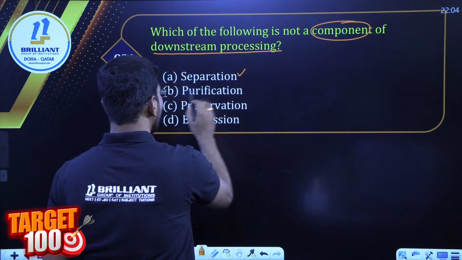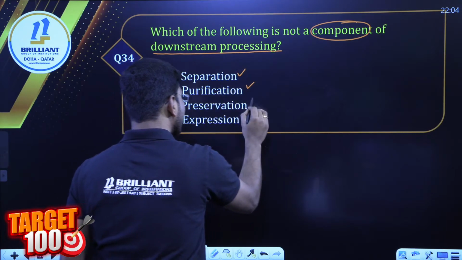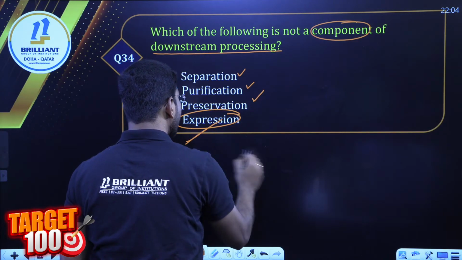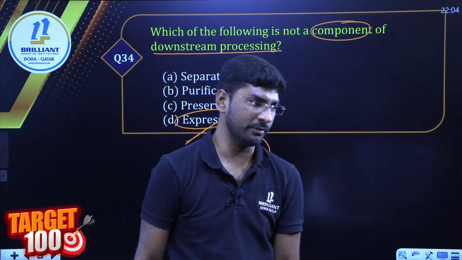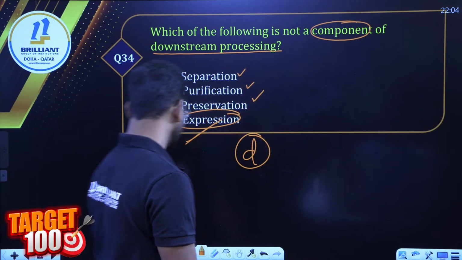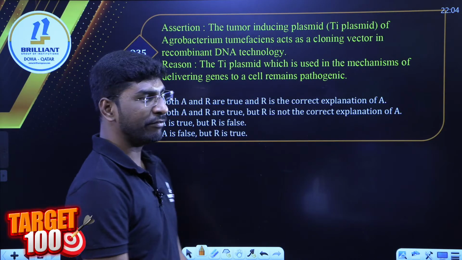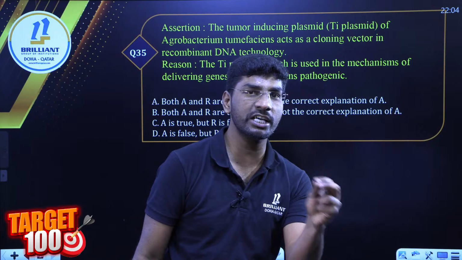Which of the following is a component of downstream processing? Separation is there? Yes. Purification is there? Yes. Preservation also. Expression is already done in the bioreactor. So leave this one. Am I clear? Right, done. Very good. Next question, 35, last question, assertion reason.